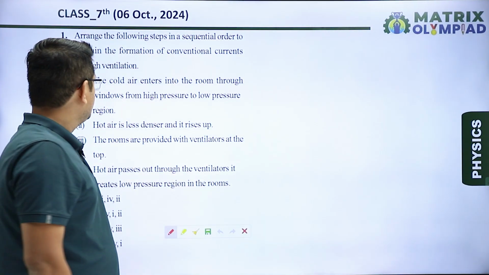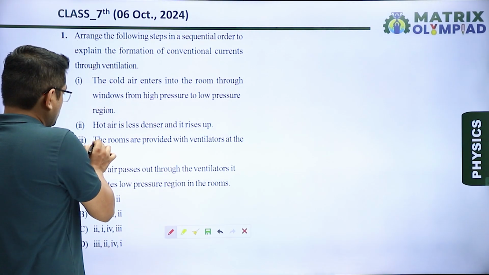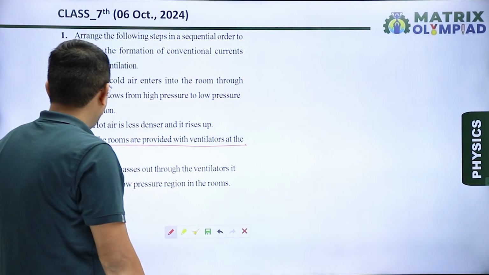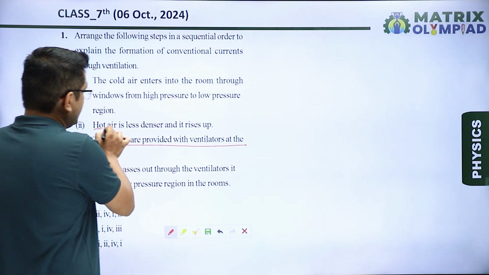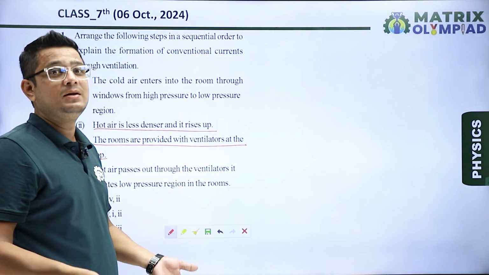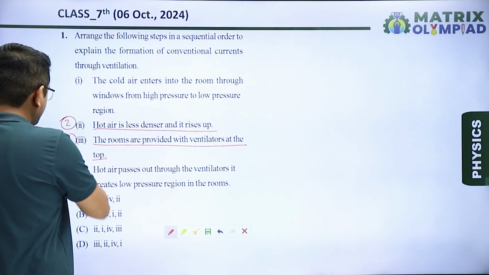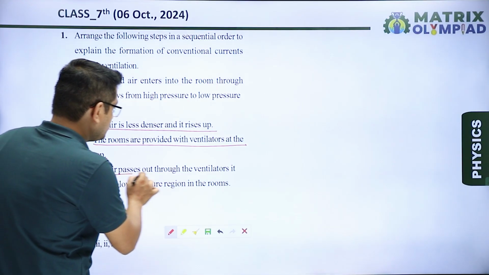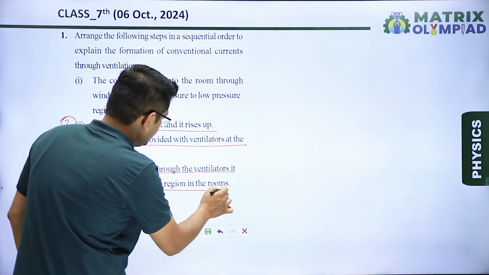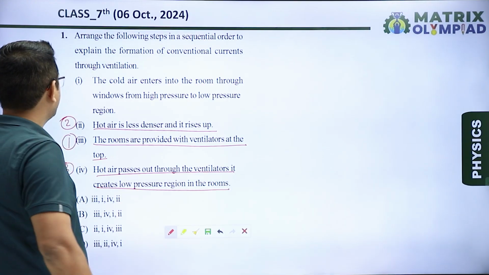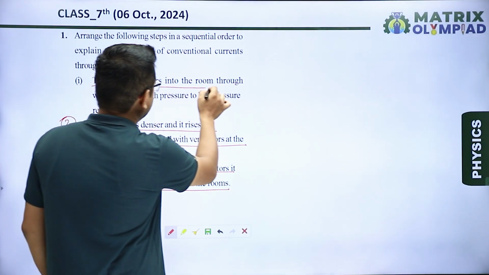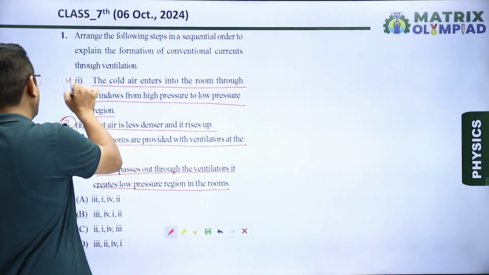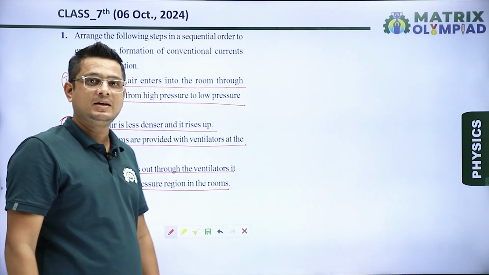So the first sequence will be, the rooms are provided with the ventilators at the top. That is the first statement in our sequence. And we know that hot air is less dense, so less dense air will rise up. So this will be the second statement. Now this less dense hot air passes out through the ventilators. It creates low pressure region in the room. So this will be our third statement. And in the last, the cold air enters in the room through window from high pressure to low pressure region. This is our fourth statement. That's why ventilators are used.